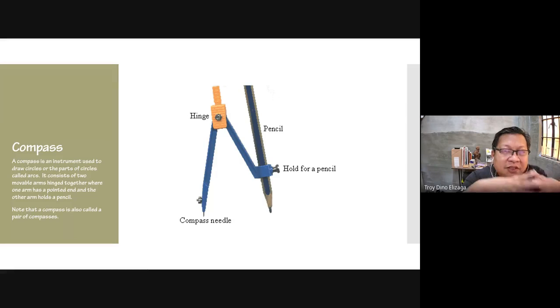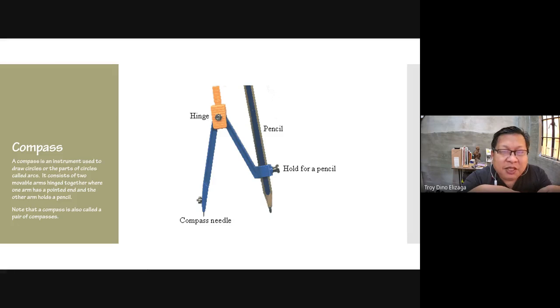It is important that the hinge is tight. Okay, once the hinge loosens, that's a very big problem. The compass is no longer reliable, and I would suggest either having it fixed or buying a new one, because otherwise it's a lot of trouble.